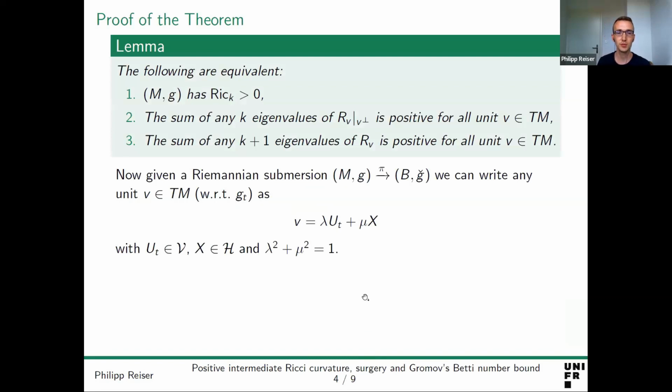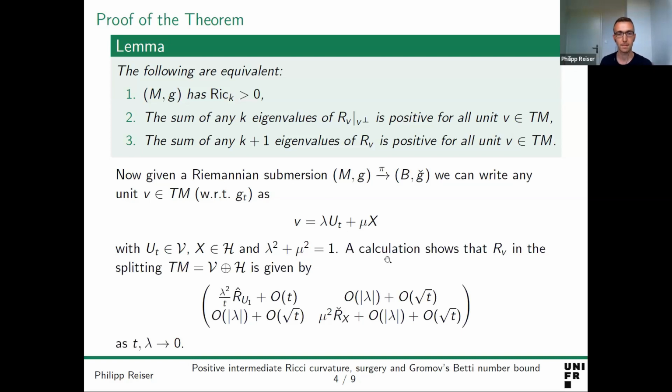Now we're back to Riemannian submersions. So if we have a tangent vector in the Riemannian submersion, we can always just split it into the vertical part and the horizontal part in this way. And then one can simply compute this map R_V, so the Jacobi operator for this V, in terms of the splitting into vertical and horizontal part. Then we get this 2 by 2 matrix. So we get here the Jacobi operator of the fiber and the Jacobi operator of the base, and this is scaled by lambda squared over t and mu squared. And we get a lot of terms, but they tend to 0 as t goes to 0 or as lambda goes to 0.